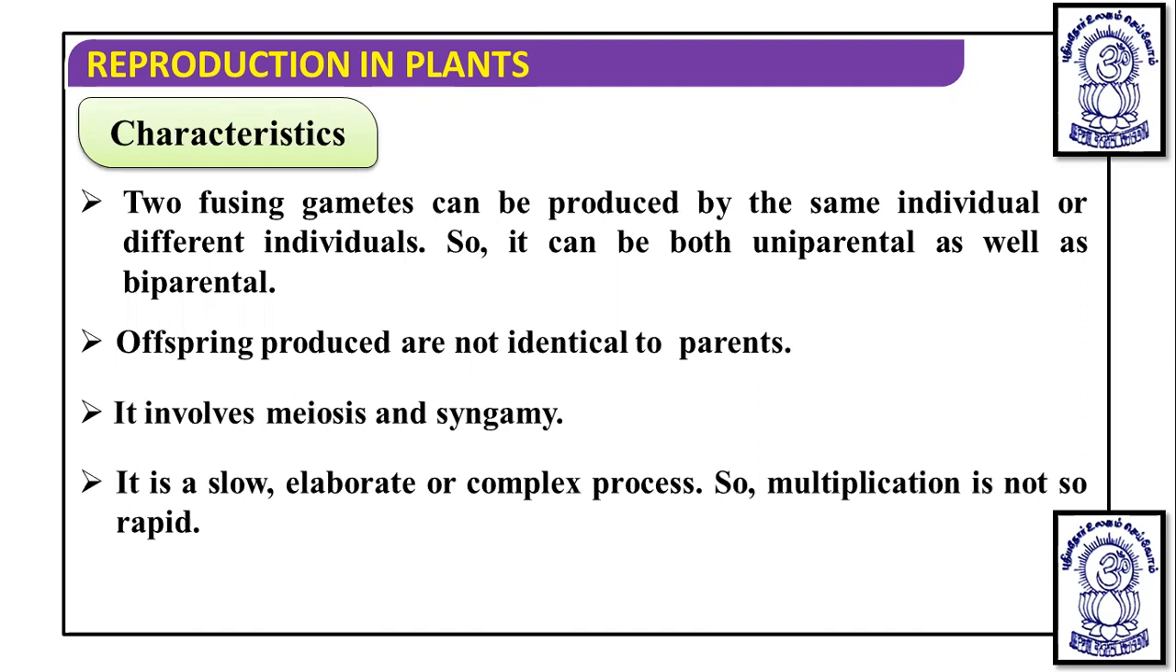Apart from this, sexual reproduction is a slow process, an elaborate process. It takes time, it is in detail, and it has different phases, so it is also considered a complex process. And so it is considered that multiplication is not rapid in these plants. Multiplication is not so rapid, it is a slow process.